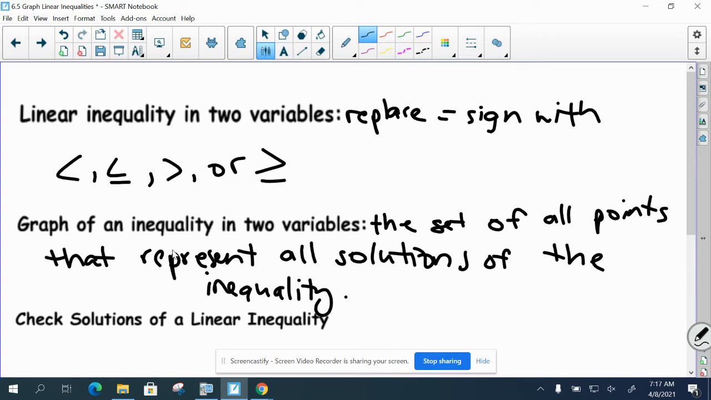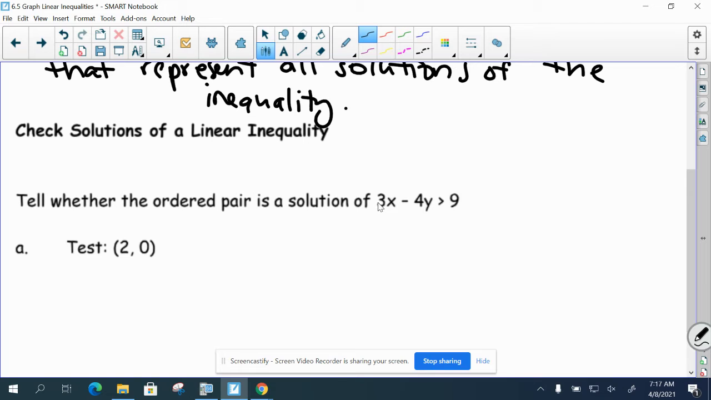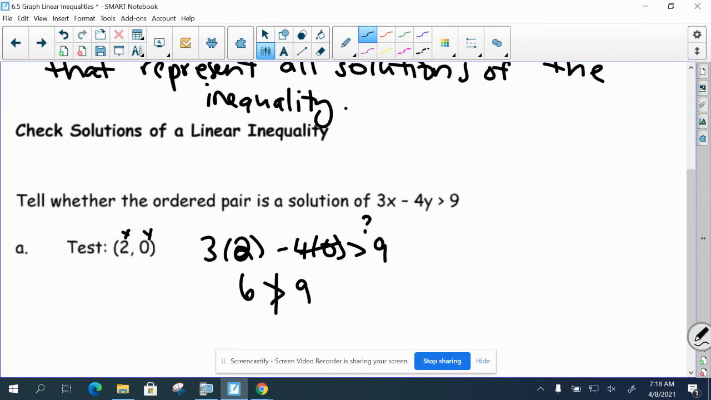To check solutions of a linear inequality, say you have 3x minus 4y is greater than 9. If we want to test whether (2, 0) is a solution, we plug in 2 for x and 0 for y. So 3 times 2 minus 4 times 0, is that greater than 9? Well, this would be 6 minus 0. Since 6 is not greater than 9, this is not a solution.